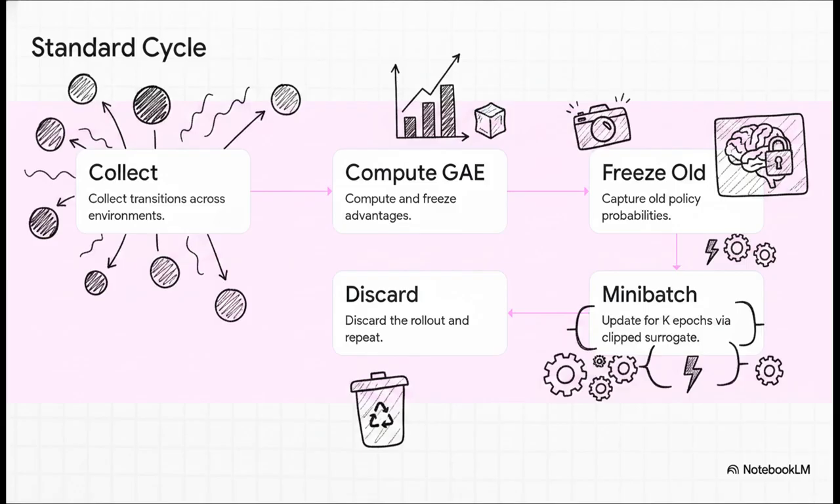Fourth, because we have our clipped surrogate bumpers in place, you can now safely run mini-batch updates for K epochs, usually about 10, on that exact same data. Only after those 10 epochs do you finally move to step 5, toss the rollout and repeat. Sample efficiency goes through the roof, and your policy stays completely intact.